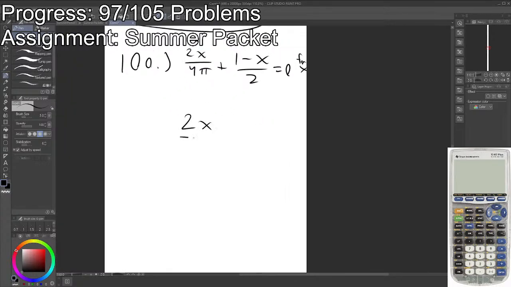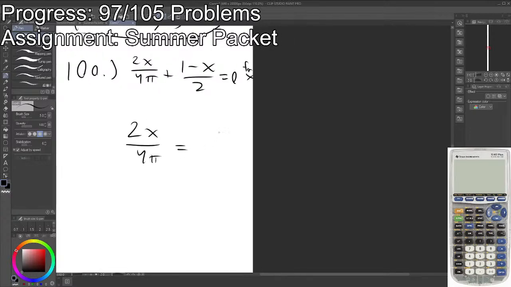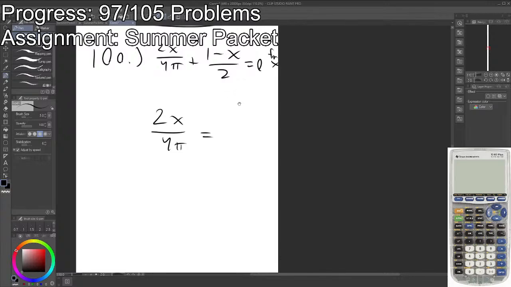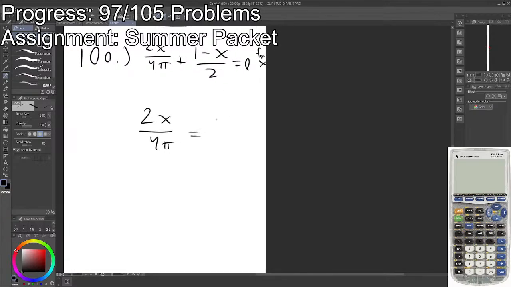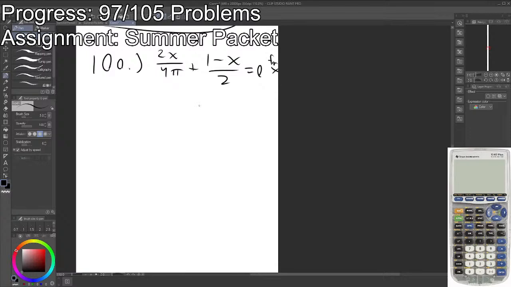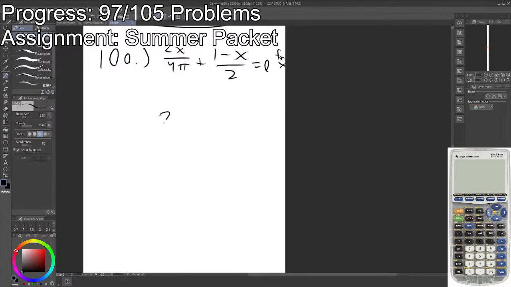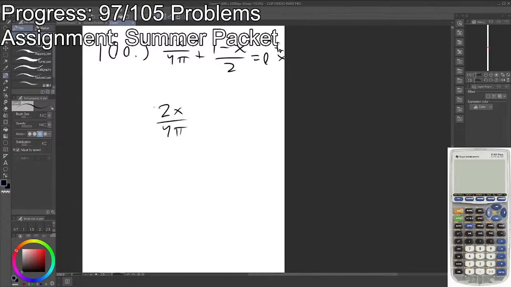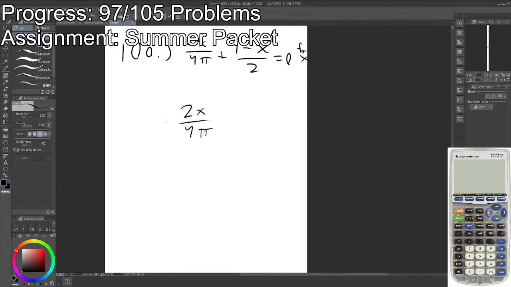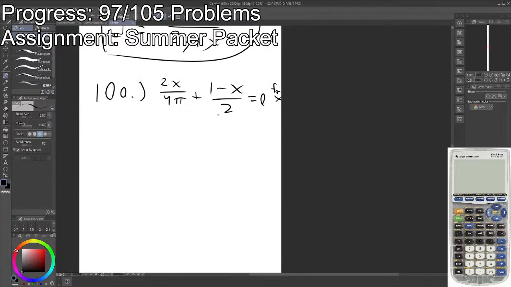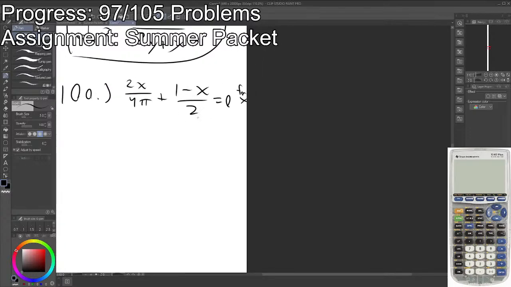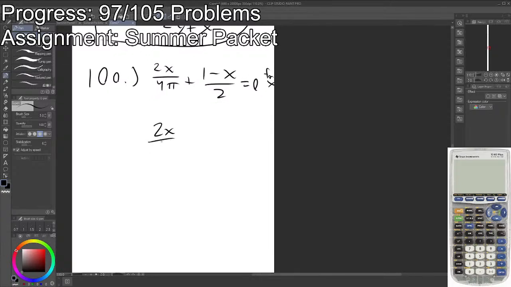So I'm going to move the other one over. Oh wait, that doesn't help. That's not very helpful. Oh, what else can I do? 2x 4 pi, multiply by 4 pi? No, because this is a weird one. I'll just move the 1 minus x over 2 over.